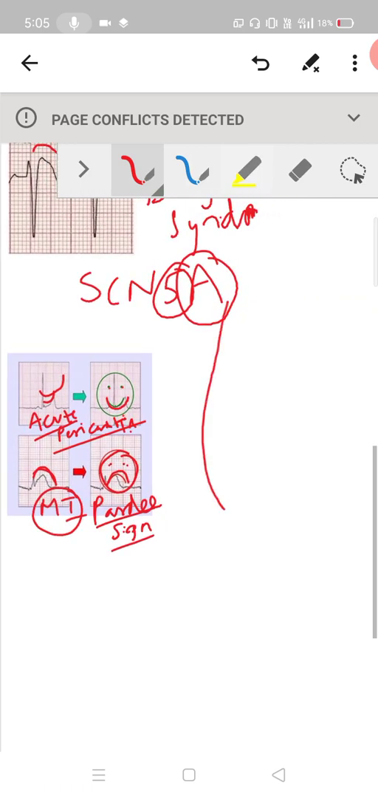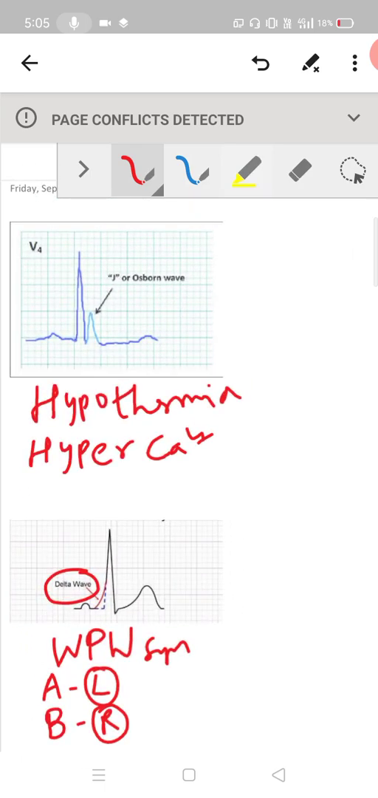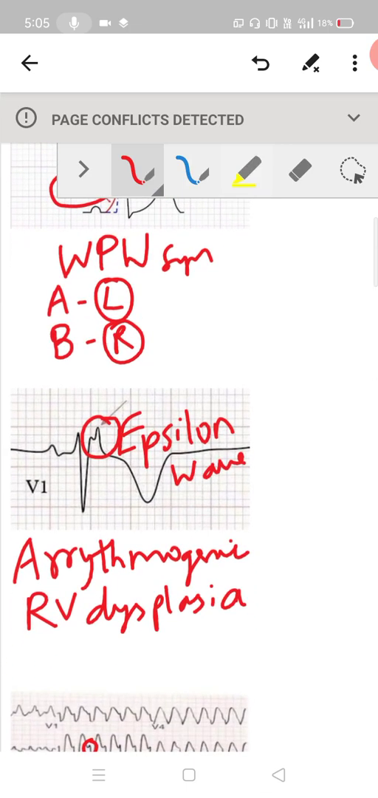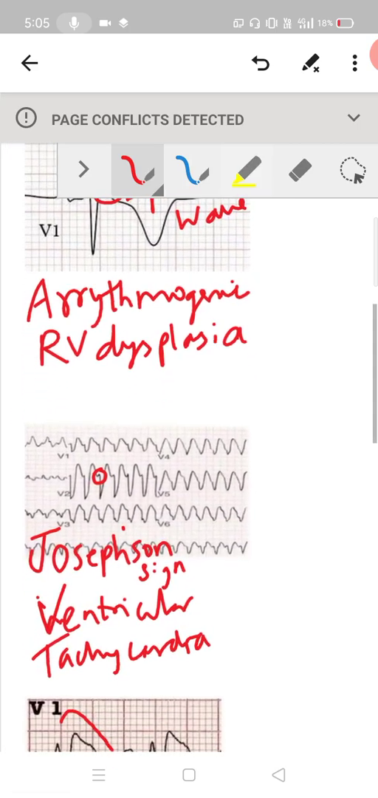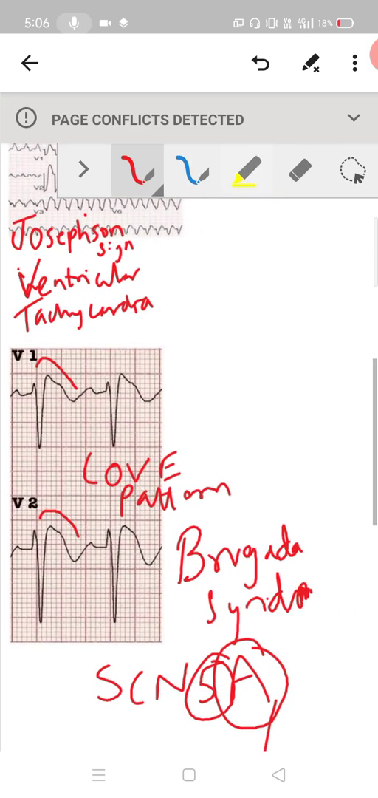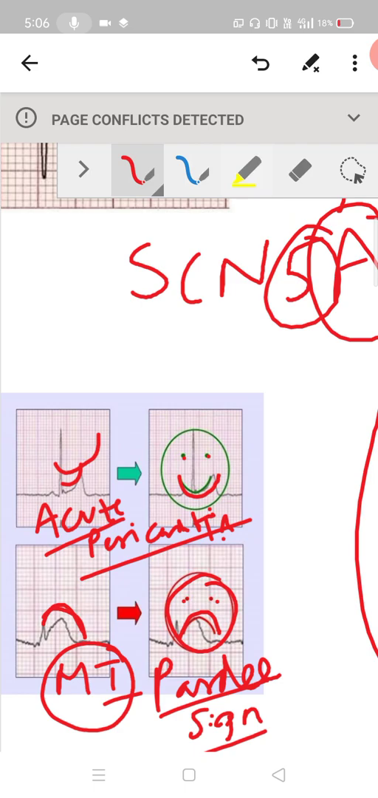Okay guys, these are some important ECGs you should know. As a recapitulation, J wave or Osborn waves are seen in hypothermia and hypercalcemia. Delta wave is seen in Wolff-Parkinson-White syndrome. Epsilon wave is seen in arrhythmogenic right ventricular dysplasia. Josephson sign is seen in ventricular tachycardia. Coved pattern is seen in Brugada syndrome. And party sign is seen in myocardial infarction. Party sign is convex upwards ST elevation, myocardial infarction. If ST elevation is concave, it is acute pericarditis.